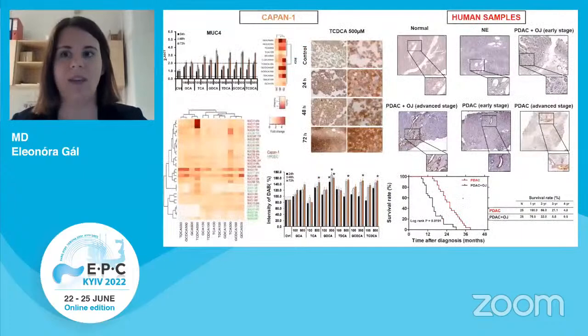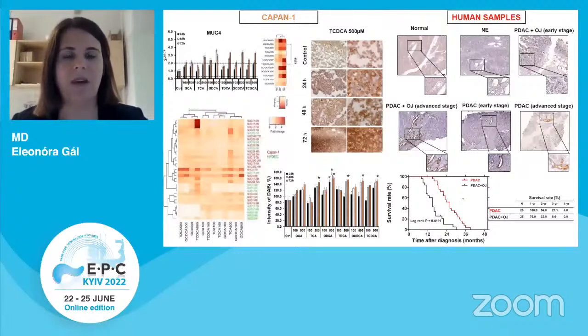And we also investigated MUC4, which is a mucoprotein and a biomarker in pancreatic cancer also, and overexpression of this isoform is usually associated with poor prognosis. In kappa-1 cells, after bile acid treatment, we found most of the bile acids dose and time dependently increase the expression of this isoform, both in mRNA and in protein levels.